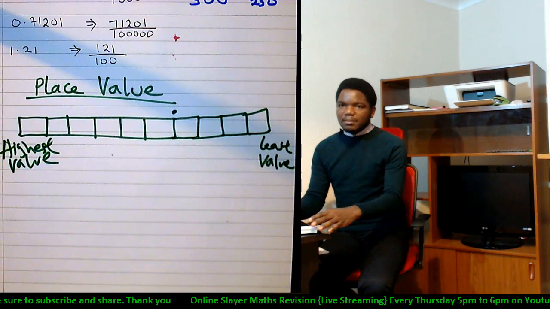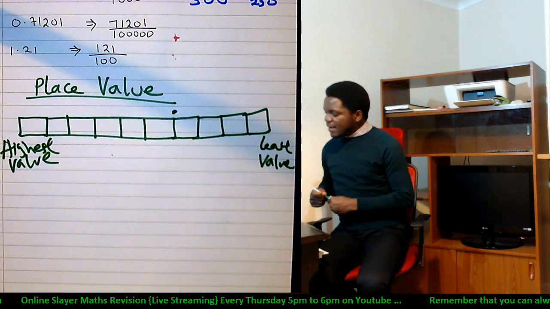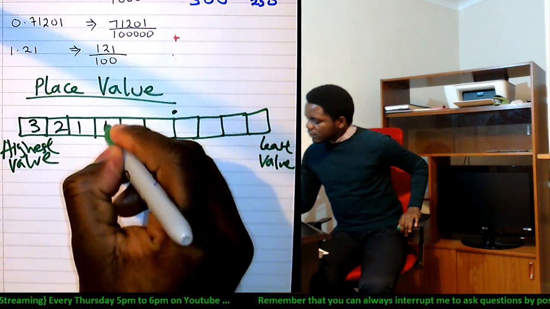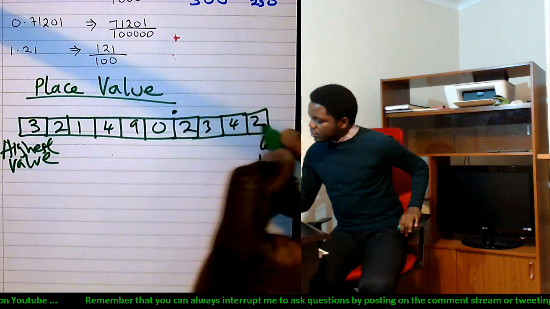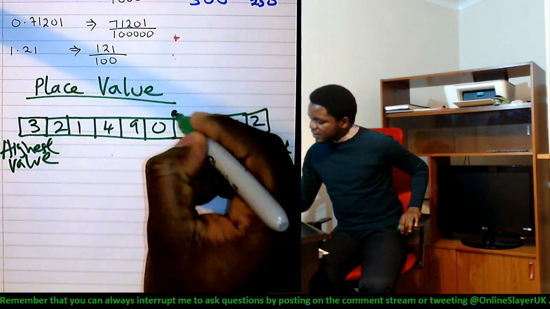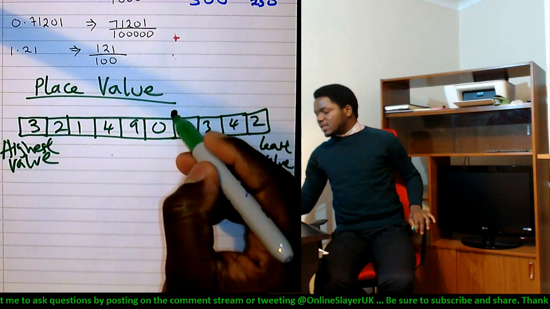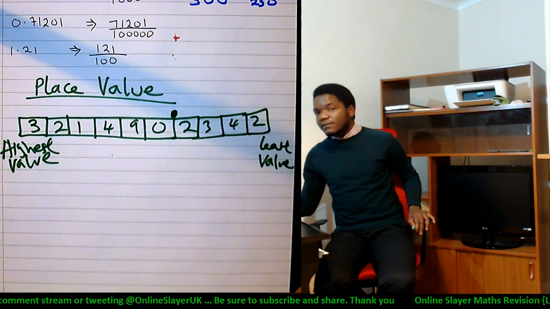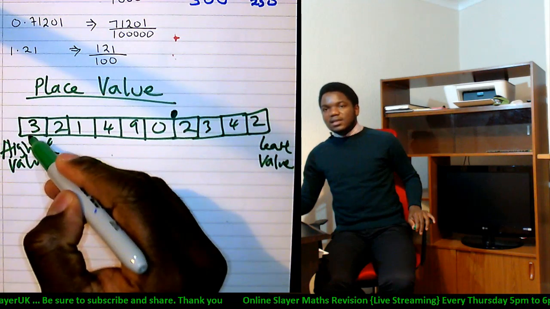And what does that mean really? What that means for us is that if I have a number like 32149022342, and there's a decimal point here, okay? In fact, even if there is no decimal point, as long as it's on the right hand side, it has got the least value. So this has got the least value, and these three here has got the highest value.